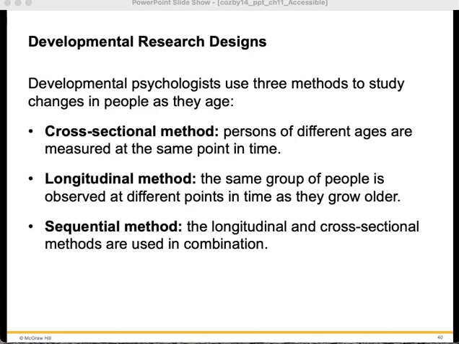So using the cross-sectional method, you might want to actually study people who are currently 20, 30, 40, and 50 years old. And the participants in your study would be given the same, let's say, computer learning task to see how the ability to learn a computer application changes as people grow older.